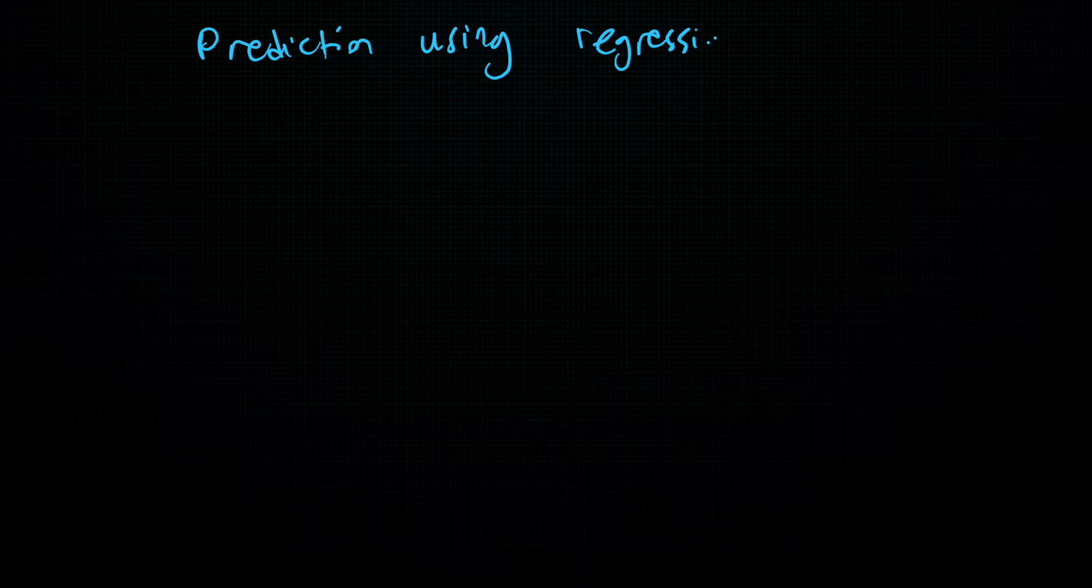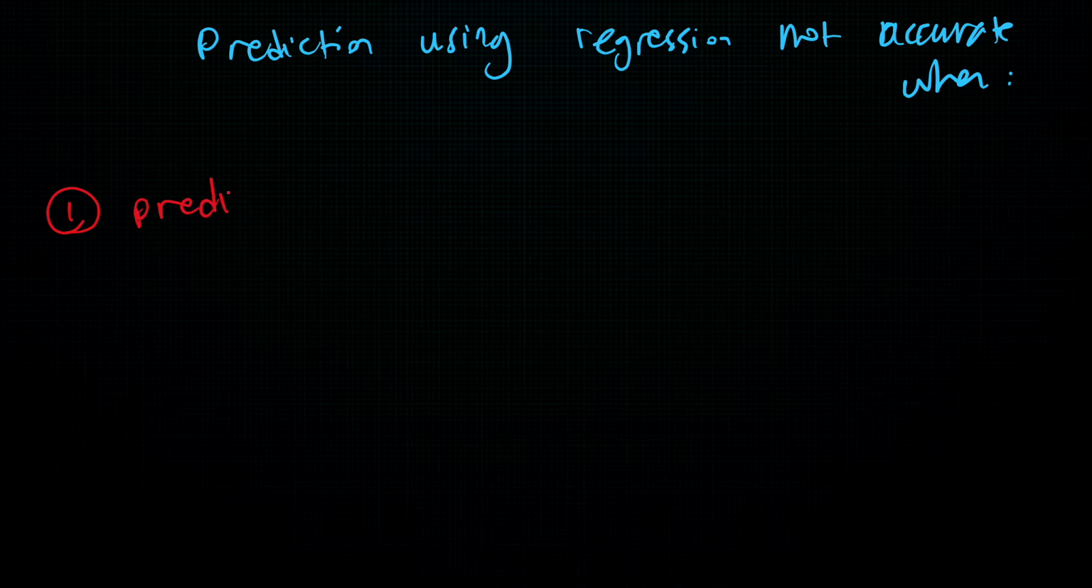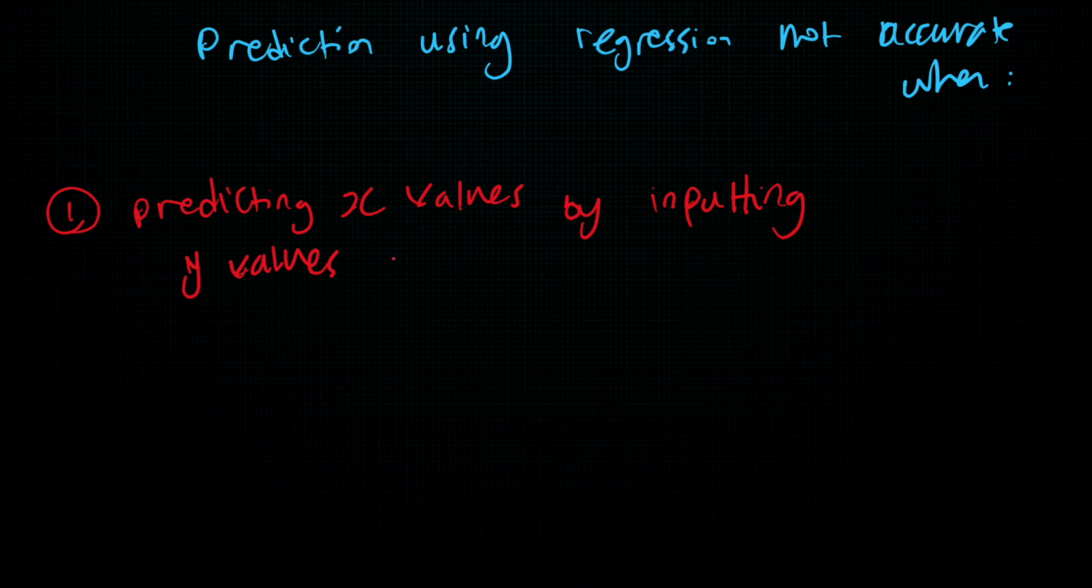And let me just leave you with two important things. When the prediction using regression lines is not accurate, there are two key scenarios. Number one, predicting x values by inputting y values is not reliable.